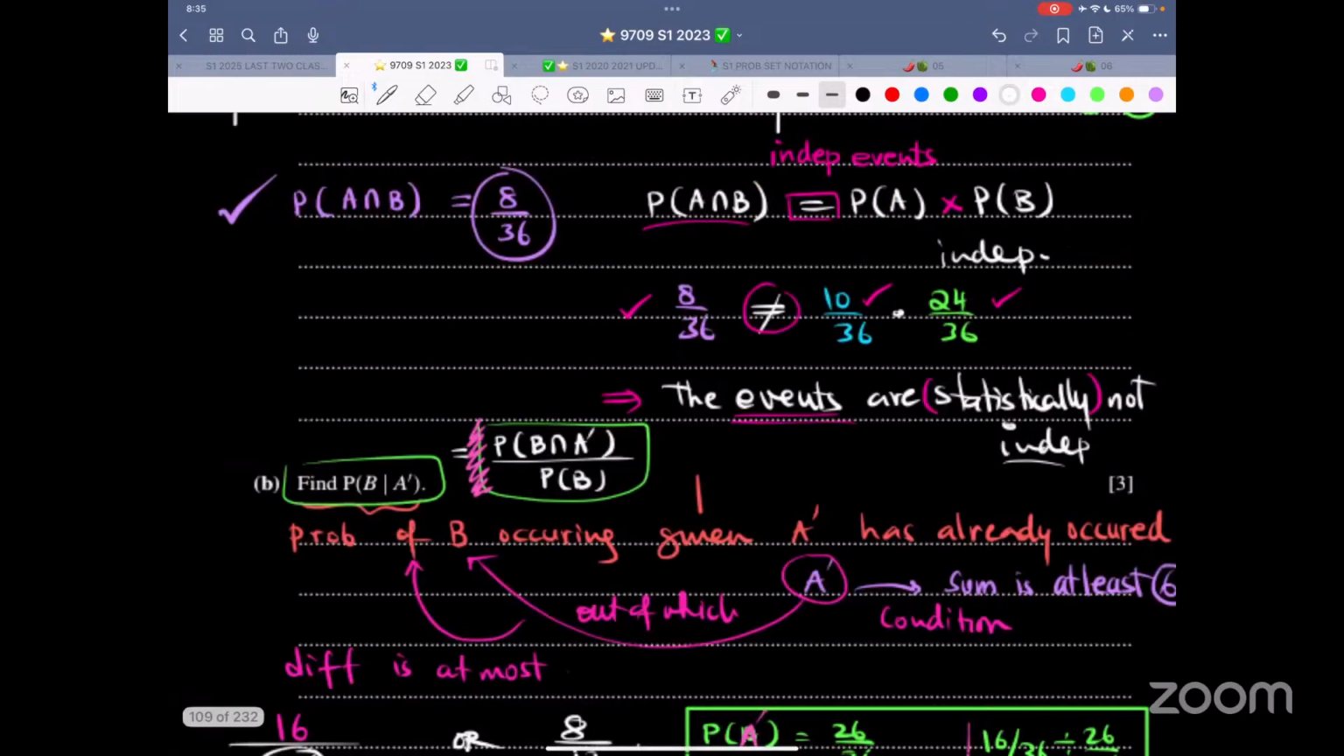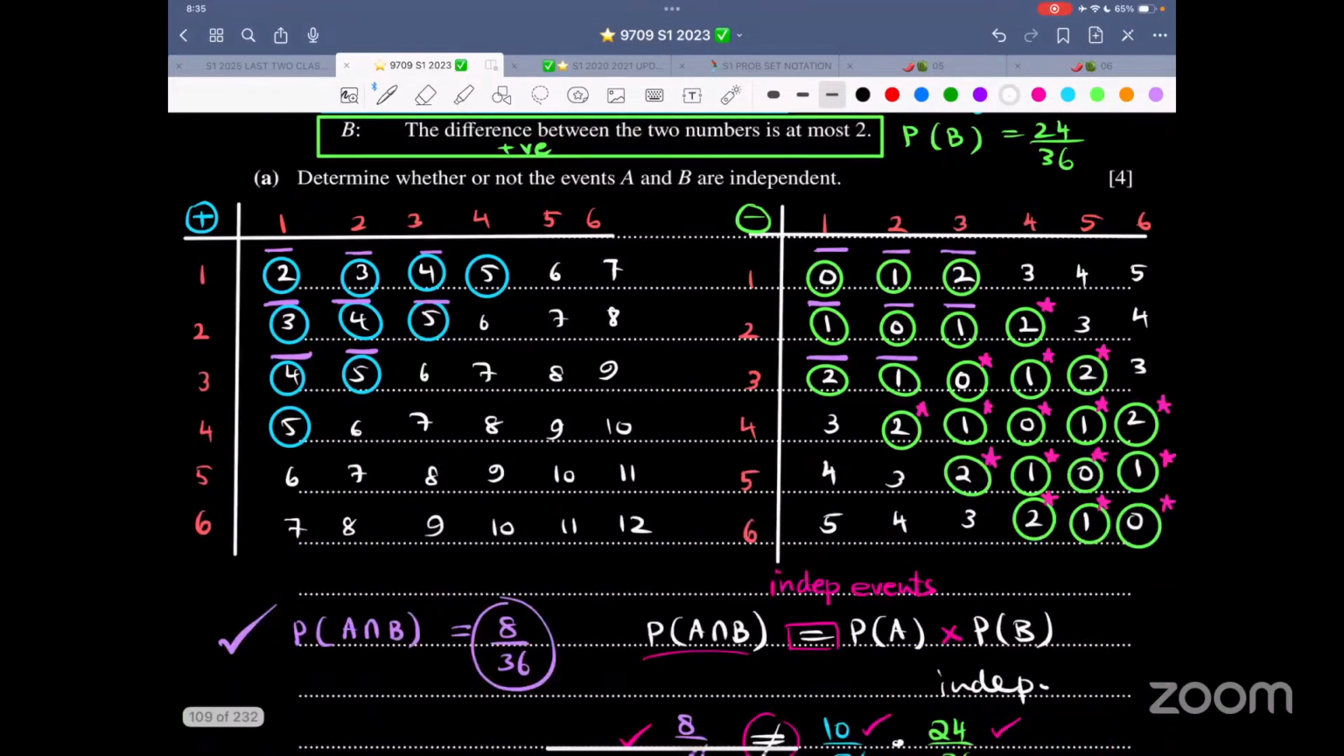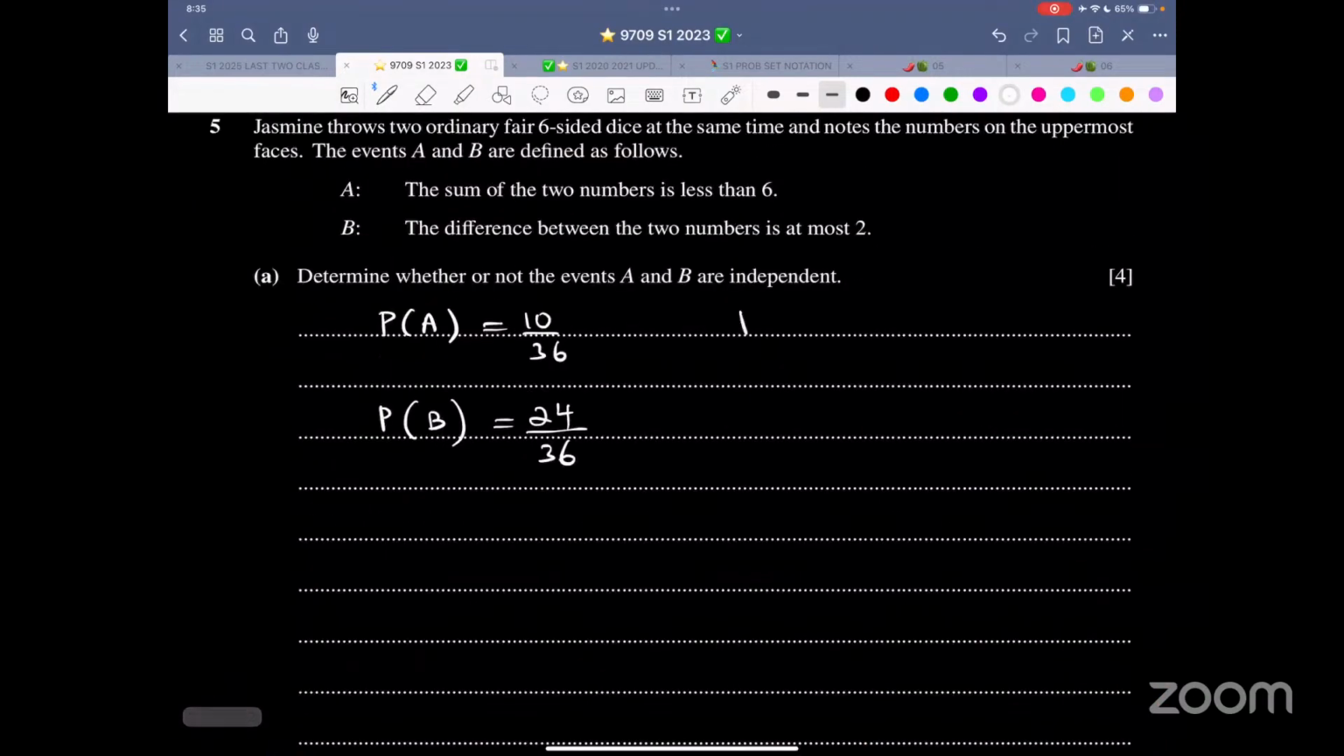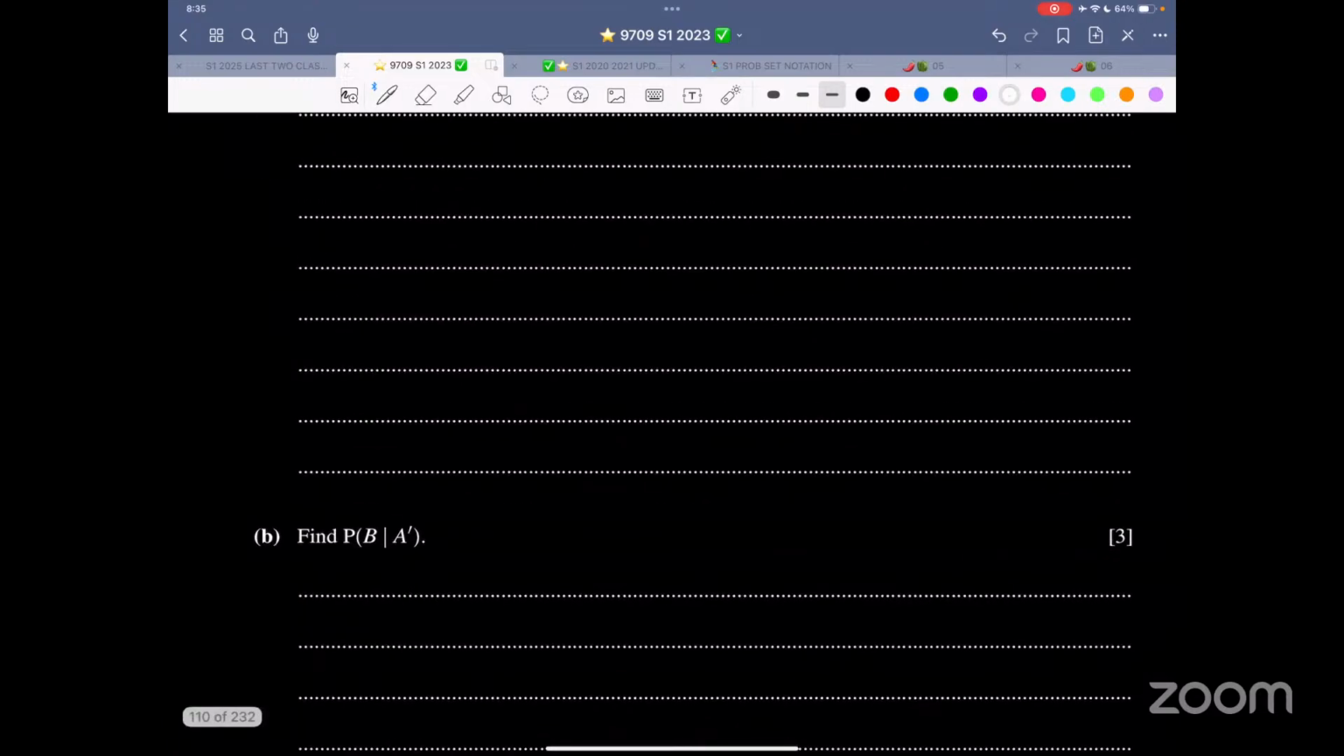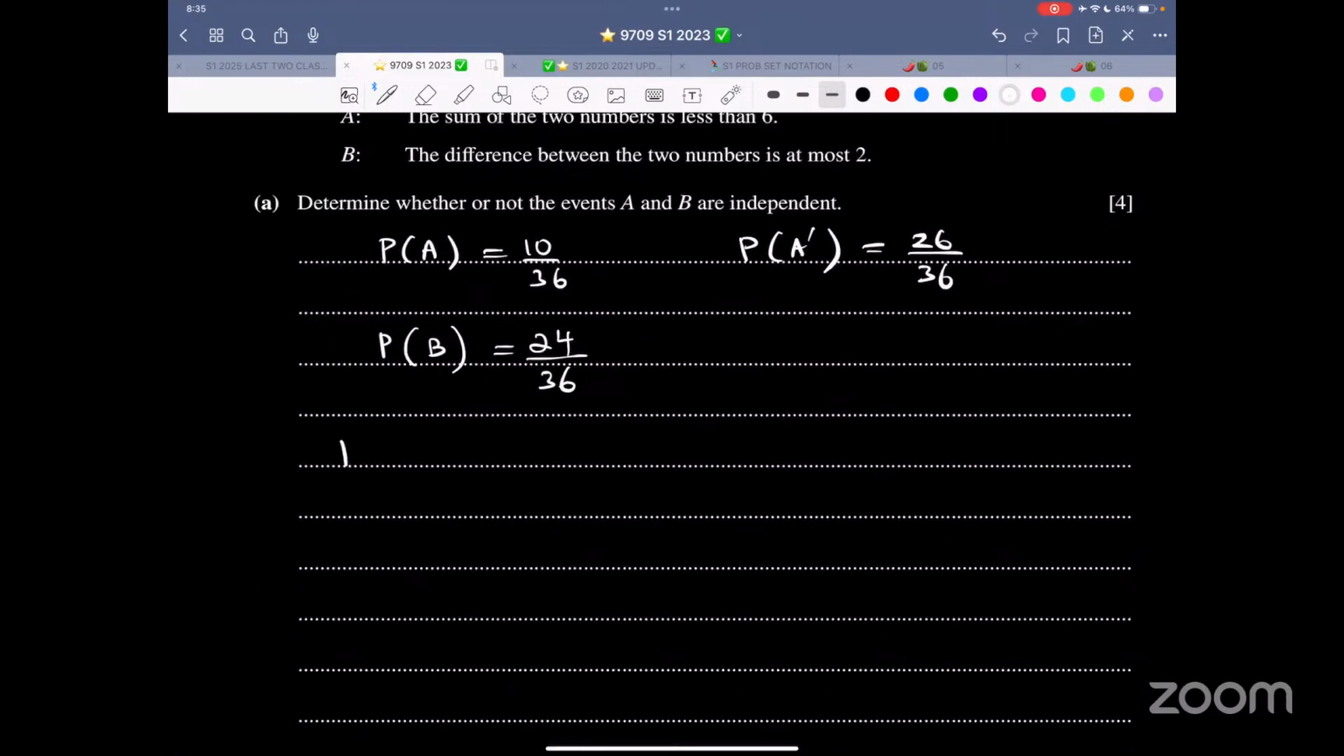Let me just double check. Yes, and probability of A complement is 26 over 36. This is subtraction from 1. Now it says probability B slash A complement. Probability B slash A complement.